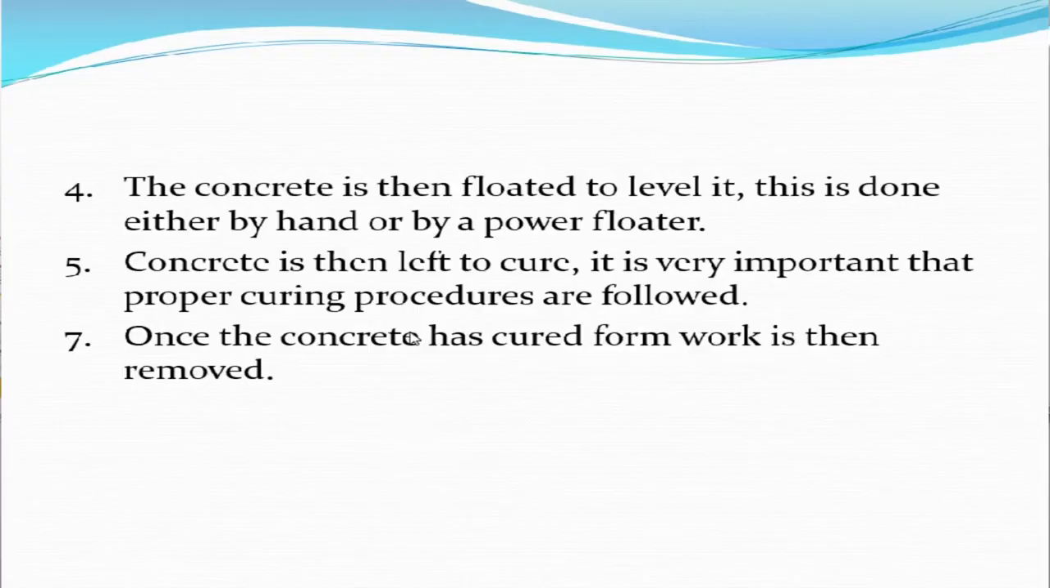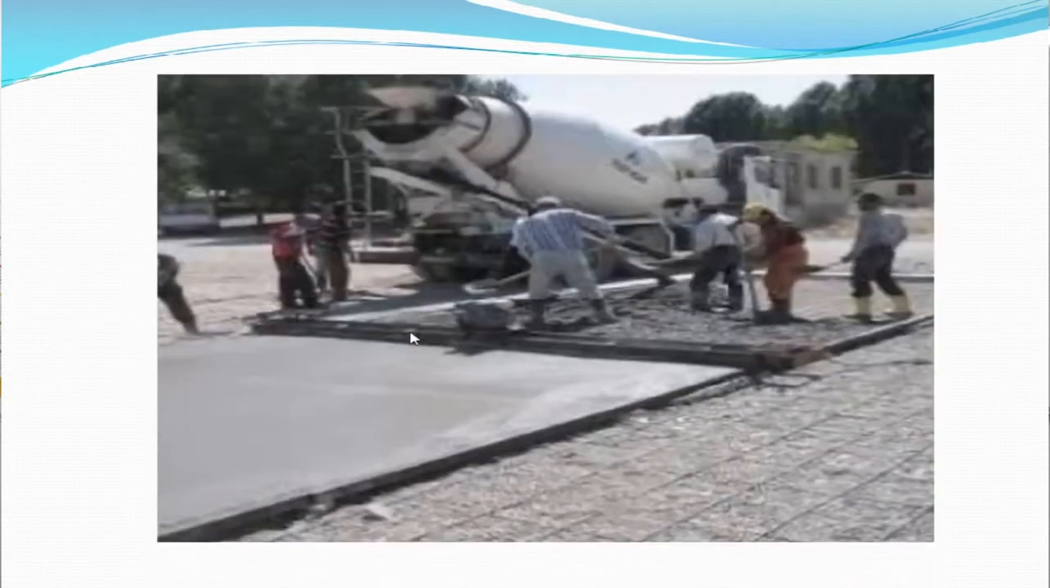Once the concrete has been cured, all your formwork, all your timber work is removed. Example of them pouring concrete, here we can see a truck laden with concrete. This is pre-mixed concrete that has come onto site. It's poured. We can see they are doing a manual leveling of the concrete by pulling a straight edge over the concrete.